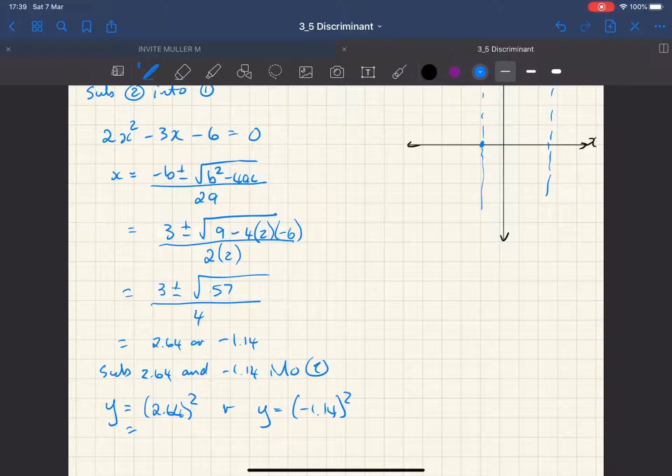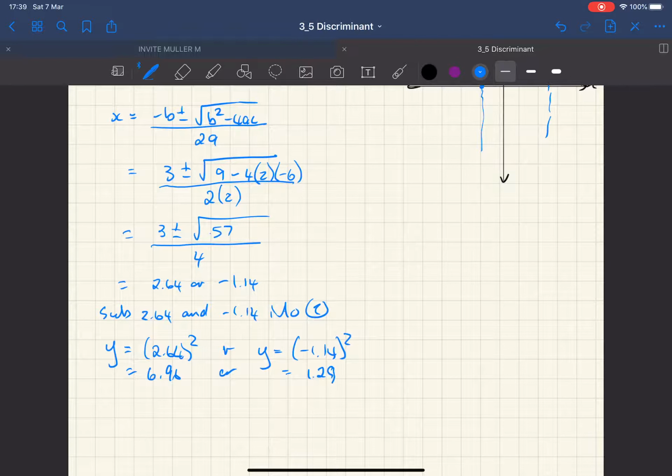My two answers work out to 2 decimal places to be 9.96, or, that's wrong, that is 6.96, or y equals 1.29. Okay, so 1.29. So my 2 points where there's an intersection will be 2.64 and 6.96, and negative 1.14 and 1.29.